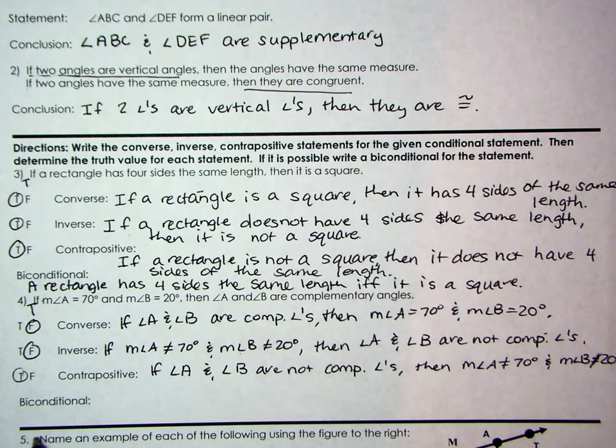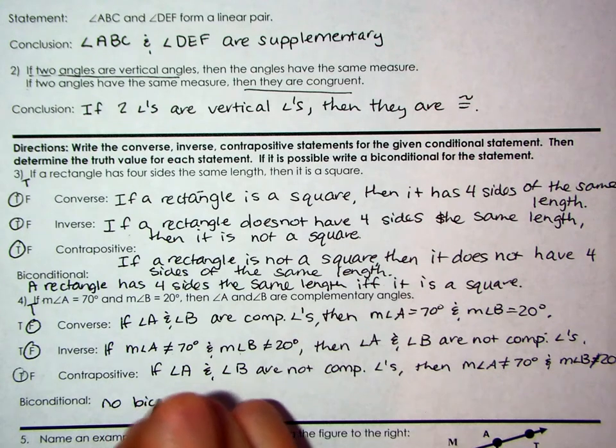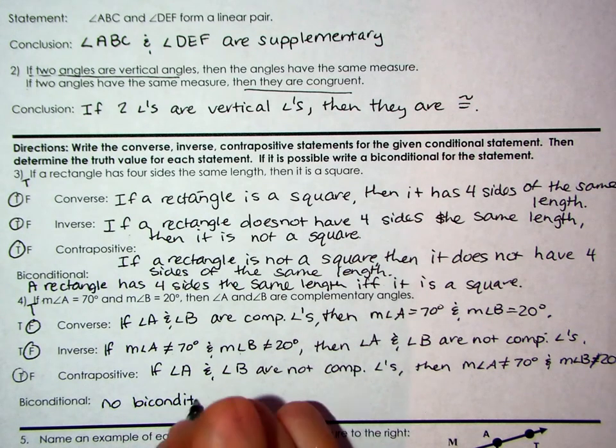Now, in terms of the biconditional, the original and the converse both have to be true. So if you look, since the converse is not true, there is no biconditional statement for this particular conditional statement.